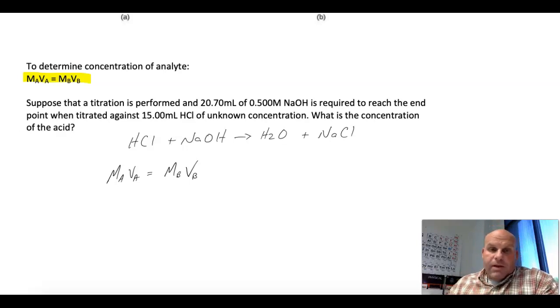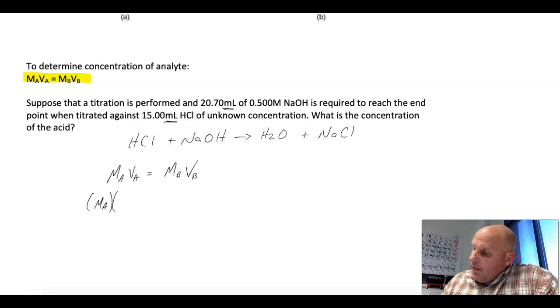Again, what is the problem asking for? What is the problem giving me? It's asking for the concentration of the acid, so I am looking for this value here. Remember, molarity is moles per liter. So these volumes that are in milliliters need to be converted.